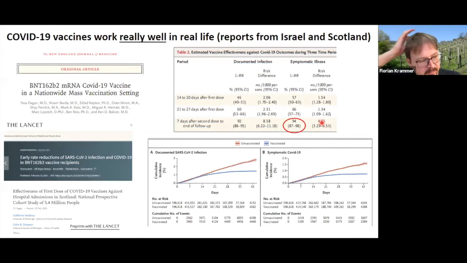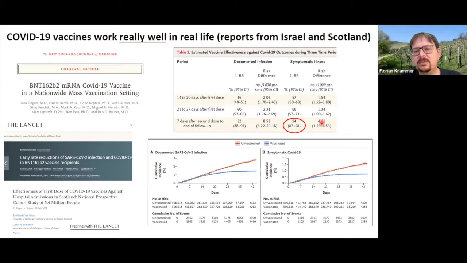Just one piece of information before I end here. These efficacy data that we get from the clinical trials are, you could say, under ideal conditions, right? You have a clinical trial, a lot of things are defined. Usually you have relatively healthy people in these clinical trials. And so we got relatively high efficacy, 95% and so on and so forth.